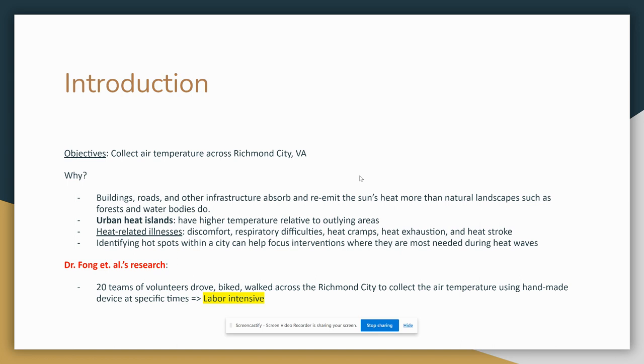One of the previous research studies was done by Dr. Fong and his colleagues. In his research, 20 teams of volunteers rode, biked, and walked across Richmond City to collect the temperature using handmade sensors. This approach, although cheap, relies heavily on the labor force.